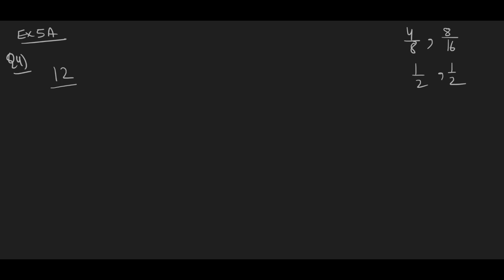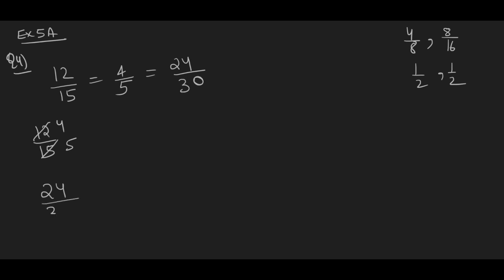So 12 upon 15, you need to find 3 equivalent fractions. If you simplify this, 3 4s are 12, 3 5s are 15, so this equals 4 upon 5. And one more, if you multiply 12 upon 15, numerator and denominator with the same number, 12 with 2 will be 24, and 15 with 2 will be 30. If you simplify again, 6 4s are 24, 6 5s are 30, so this will also be 4 upon 5.